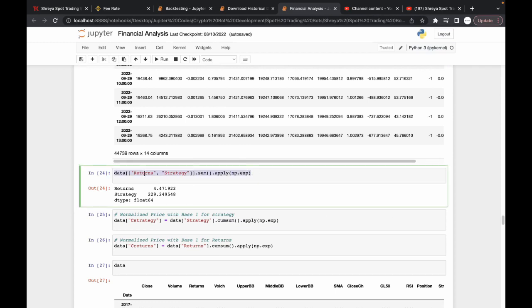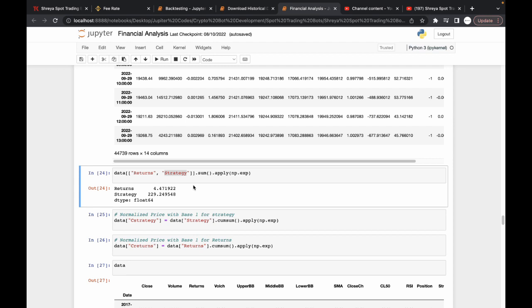All right, so this is basically the buy and hold and the strategy. The buy and hold returned 4.47192, and the strategy returned 229.24. This means that if you bought $1 worth of BTC when BTCUSDT was listed on the Binance spot trading platform, you'd have 4.47 worth of USDT now.